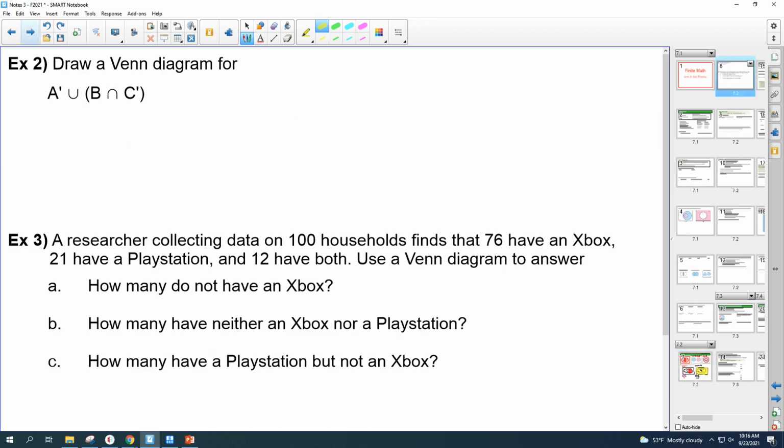Number 2, draw a Venn diagram for this. And so now all of a sudden, you've got 3 sets. And so it's a slightly different picture with 3 sets. You've got 3 sets, so 3 circles. I would try to draw the same thing every single time.